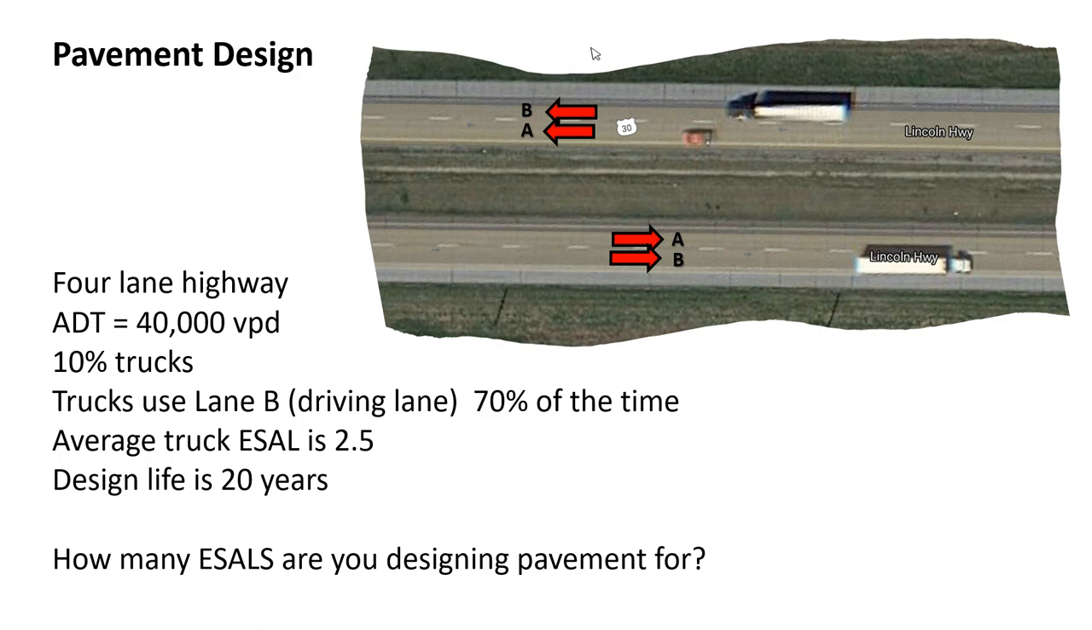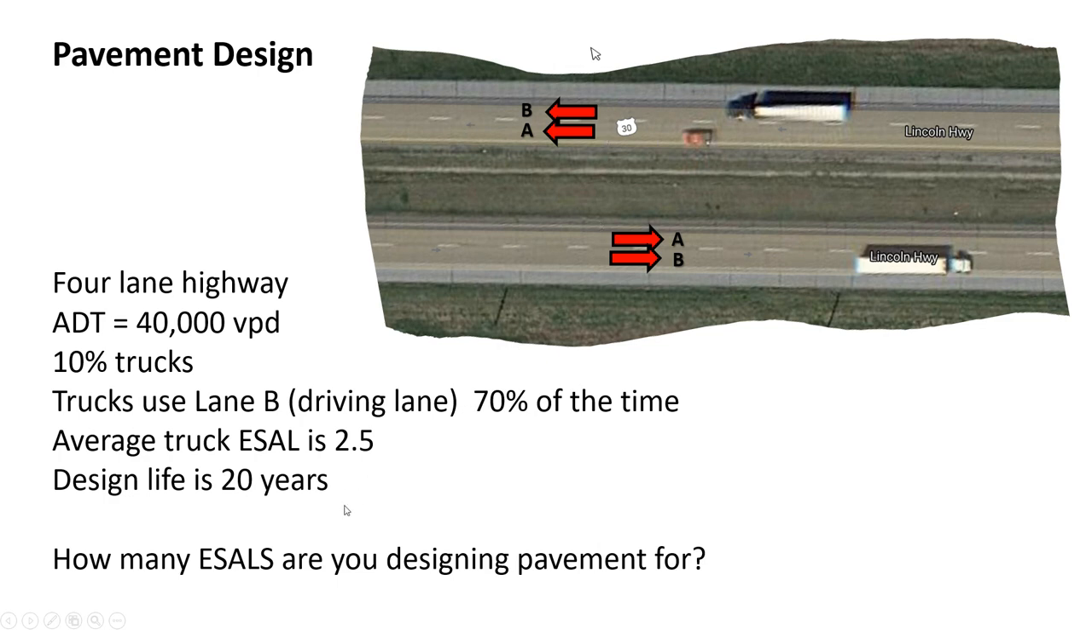through that. Where you've got 2 lanes here, so here we set this up as an example. Let's say our ADT out here is 40,000 vehicles a day. Remember, ADT counts in both directions, so it's counting both the westbound and the eastbound traffic. We've got 10% trucks. It's a pretty common number around here. The trucks use lane B, the driving lane, 70% of the time. So only 30% of the time are they riding over here in the passing lane. And that becomes important later.